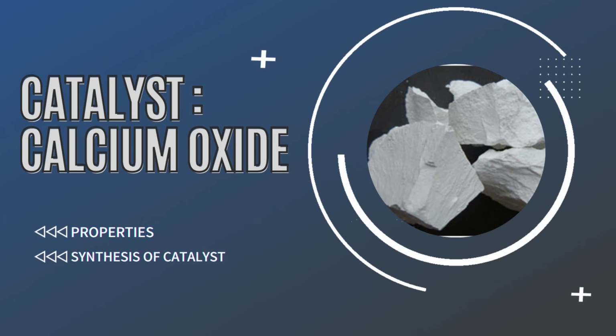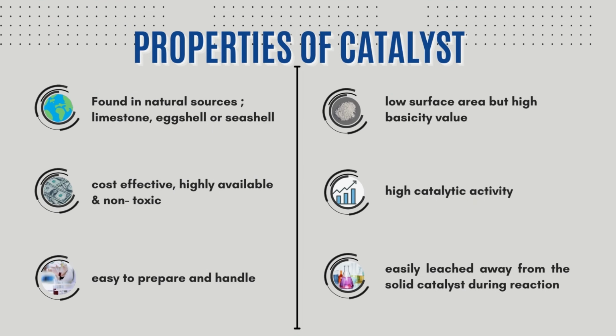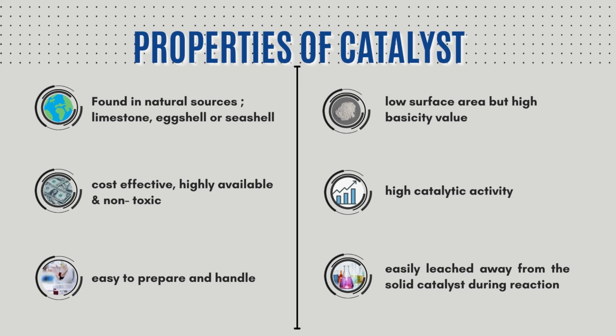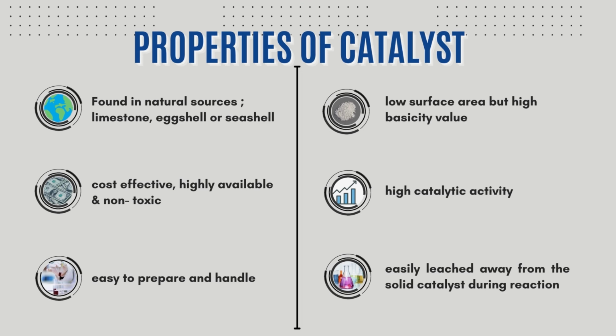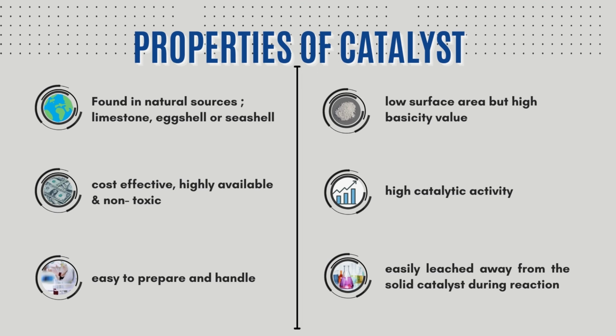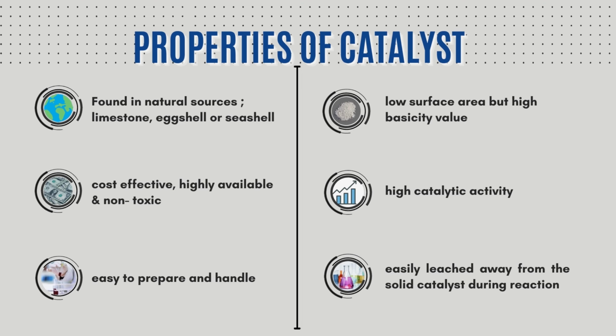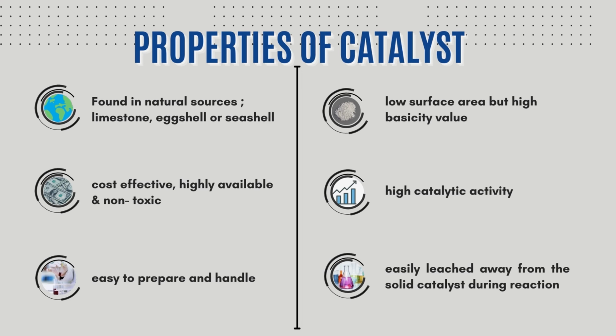Properties of calcium oxide. Calcium oxide is usually made by thermal decomposition of minerals such as limestone and natural sources such as seashells and eggshells which contain calcium carbonate. It is cost-effective, highly available, non-toxic and easy to prepare. It also has a low surface area but high basicity value. High basicity will enable calcium oxide to have a good activity on the trans-esterification reaction to biodiesel. Although it shows high catalytic activity, the calcium ion will easily leach away from the solid catalyst during the reaction.